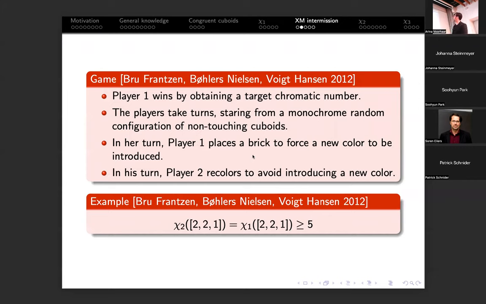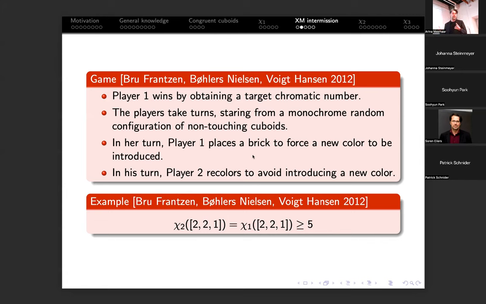So this goes back a long time, 10 years. I had these three students, and they came up with this recipe for finding configurations that needed many colors. The idea they came up with was to think of it as a game. So you have a game with two players. Player one wants to obtain a chromatic number that's a target, 4, 5, or 6. And player two wants to make sure that player one does not do this.